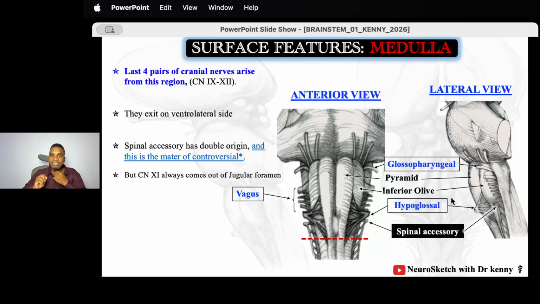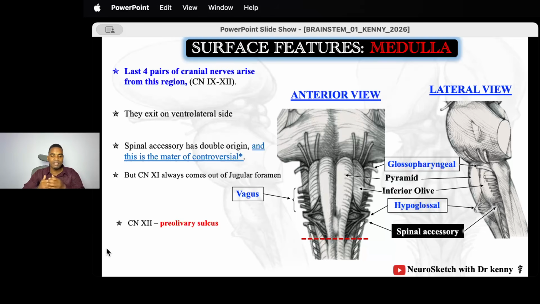The hypoglossal nerve exits the medulla on the ventral or ventrolateral surface between the olive and pyramid. This sulcus is called the pre-olivary sulcus, because it's before you reach the inferior olive. This is the medulla, and this is the sulcus between them. This is the pyramid, this is the inferior olive, and the sulcus is called the pre-olivary sulcus, a sulcus before you go to the olive.